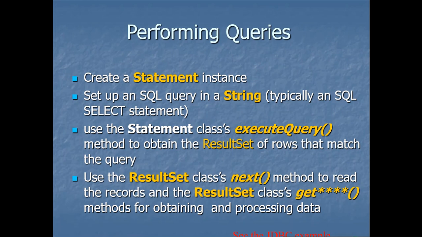And by the way, I can go forward or backwards, so there's next and there's also previous as another option. I can even go to the very end and to the very beginning as I navigate through a result set. And then get string, get int, get double, some kind of data type, to obtain the data that's in a particular field.